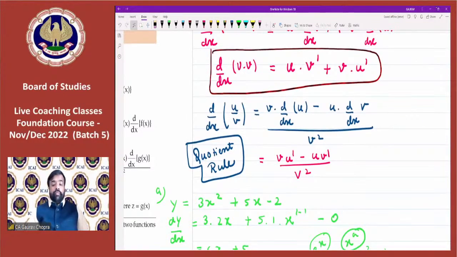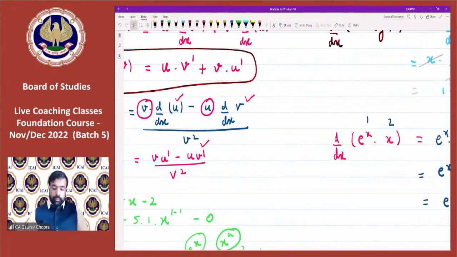So whenever we have to apply this formula, first of all, we have to keep denominator as it is and find out the derivative of numerator. Minus. Now this time numerator will remain as it is and we have to find out the derivative of denominator, that is v. And then whole divided by square of denominator, that is v square. Okay, so let us apply this formula as well.